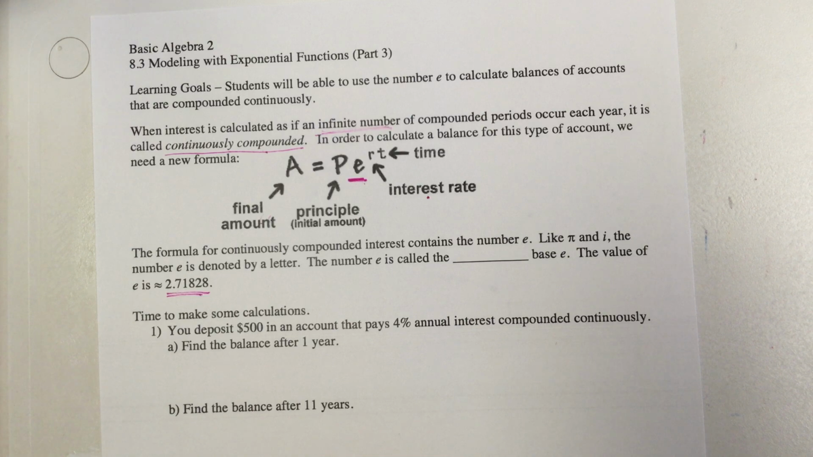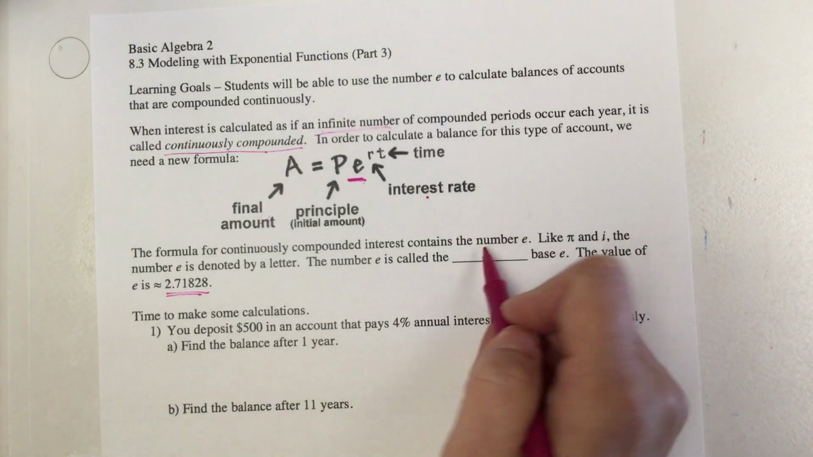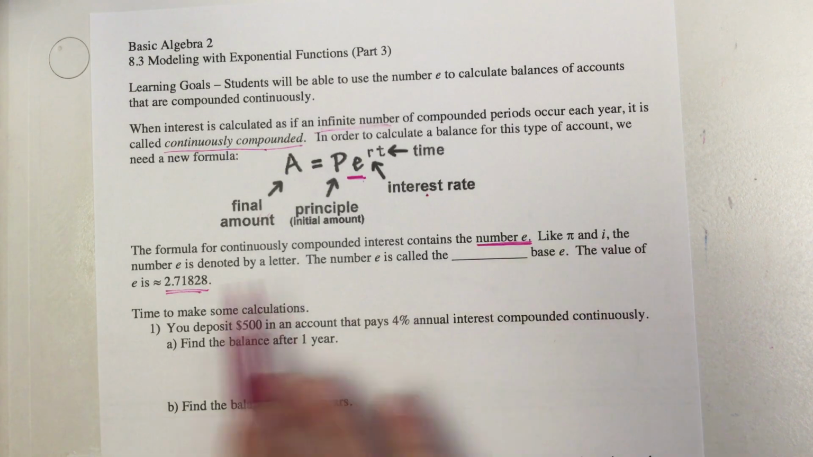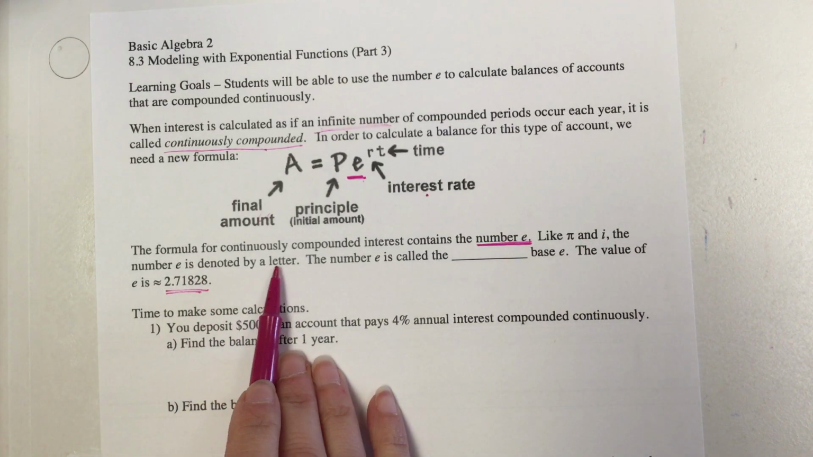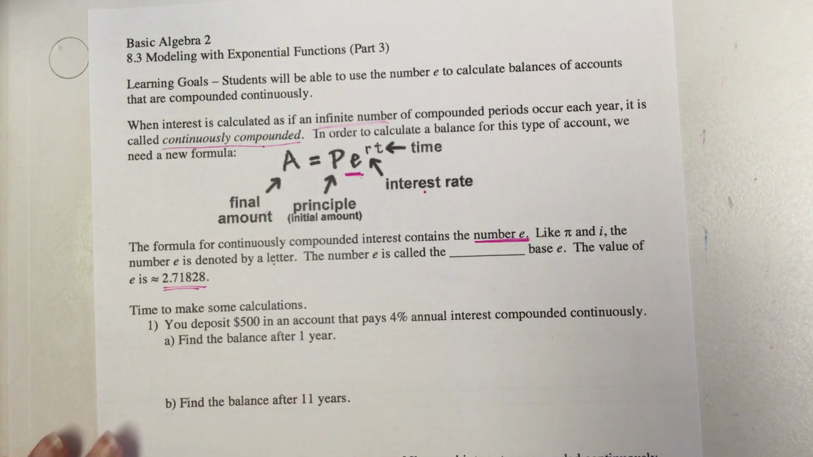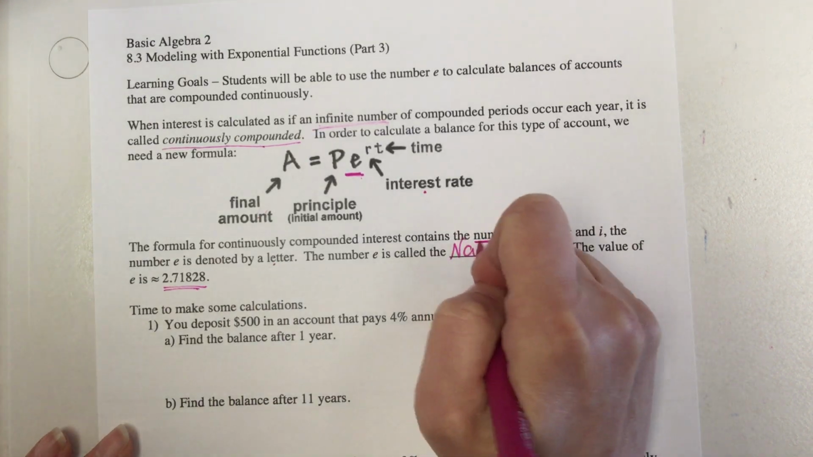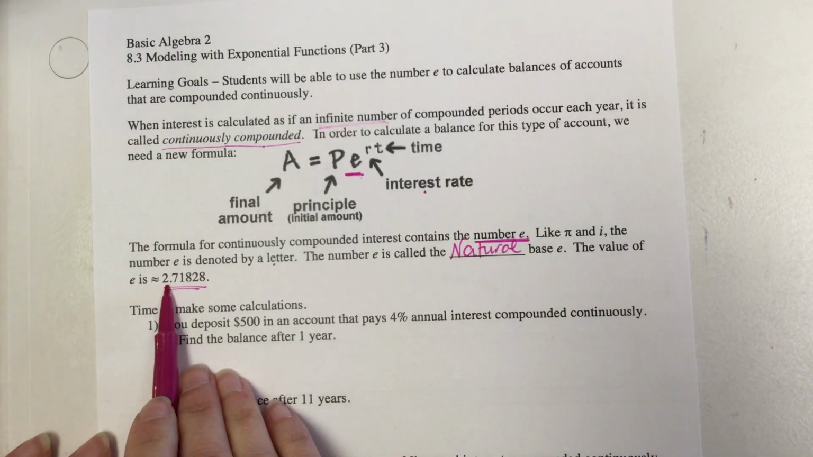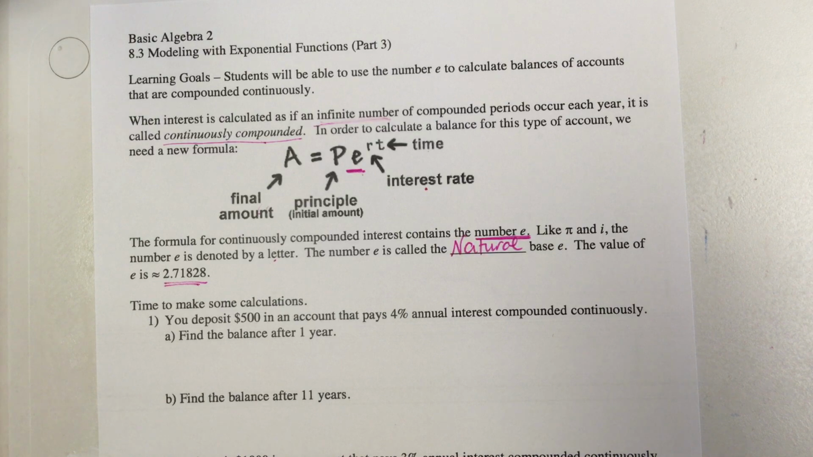The formula for continuously compounding interest contains the number E. So again, just like pi and i, the number E is denoted by a letter, but it is a number. Kind of cool. The number E is called the natural base. The value of E is approximately 2.71828.